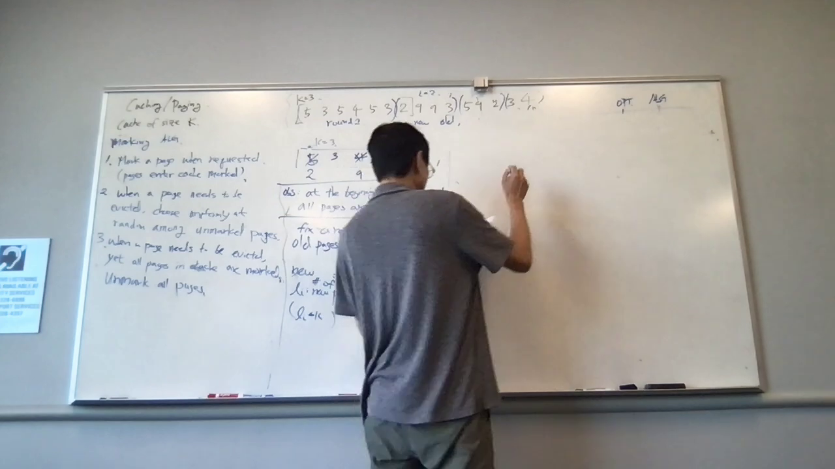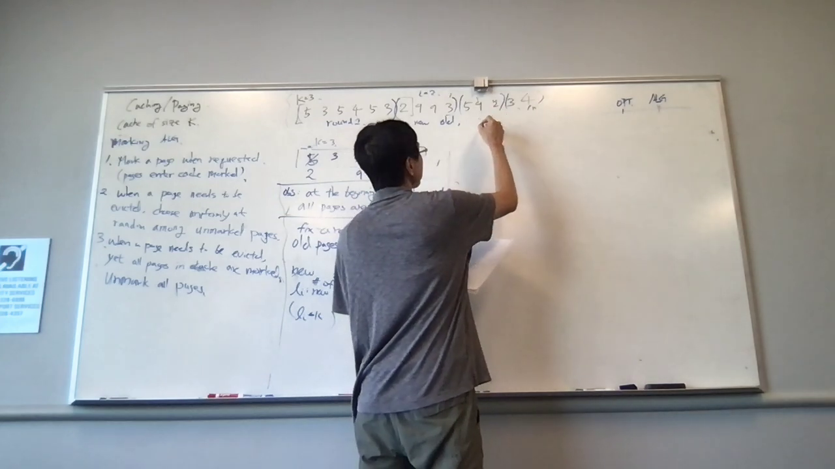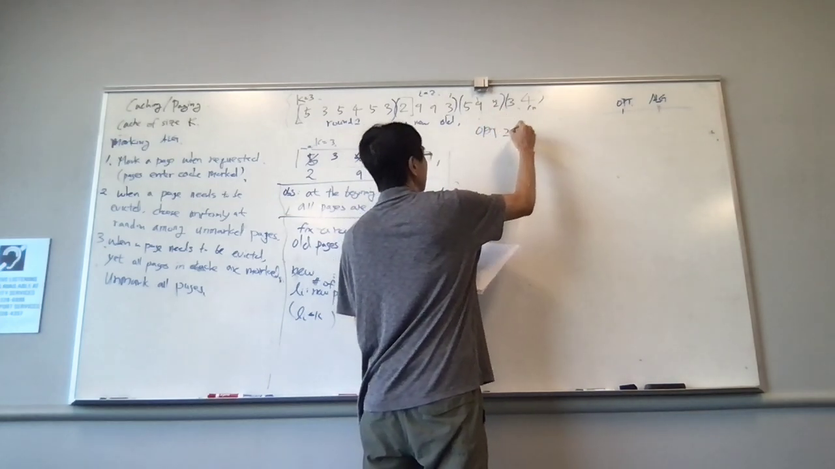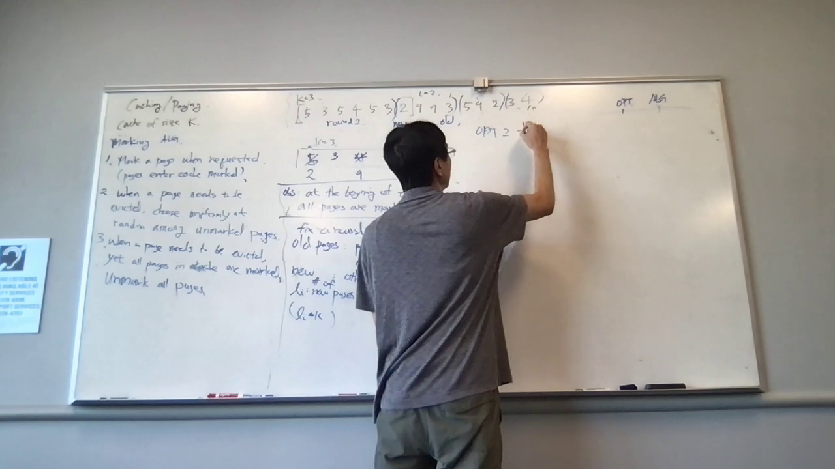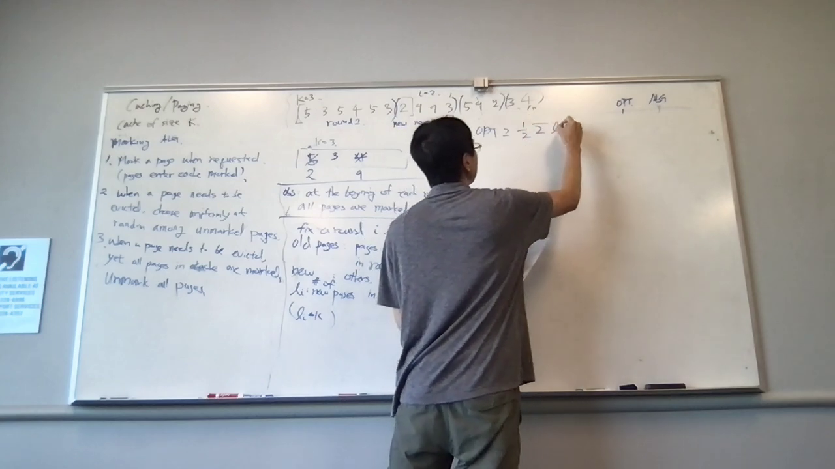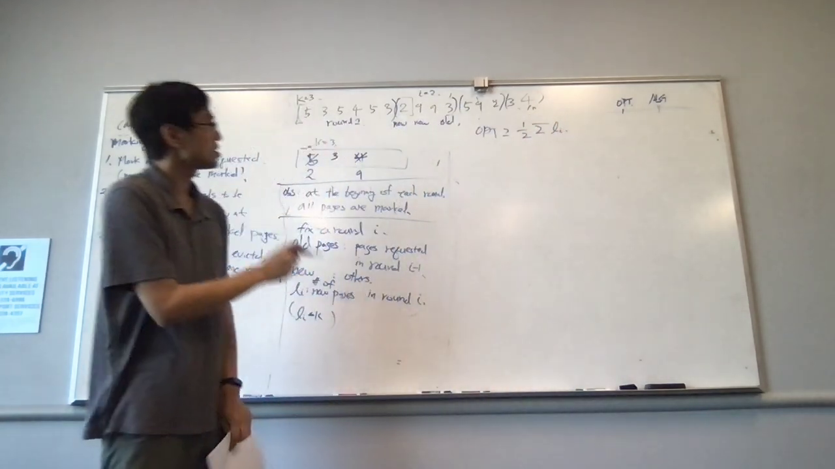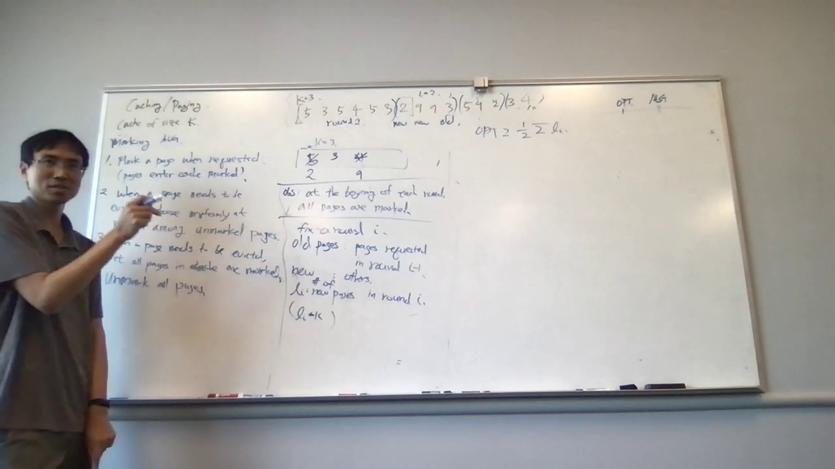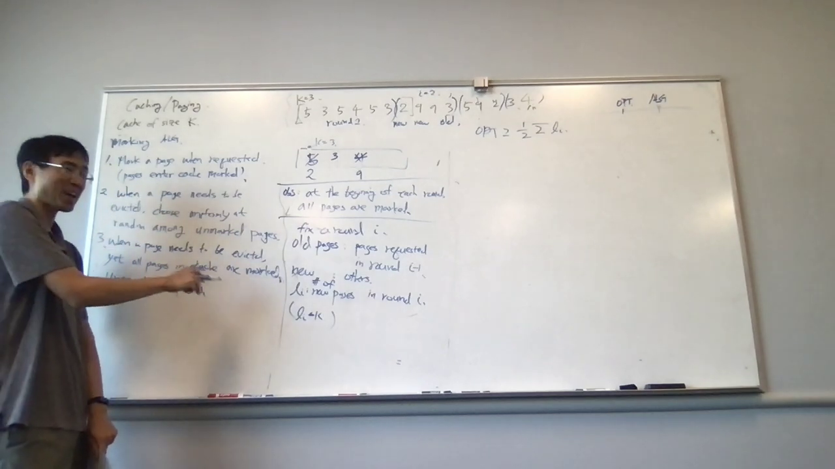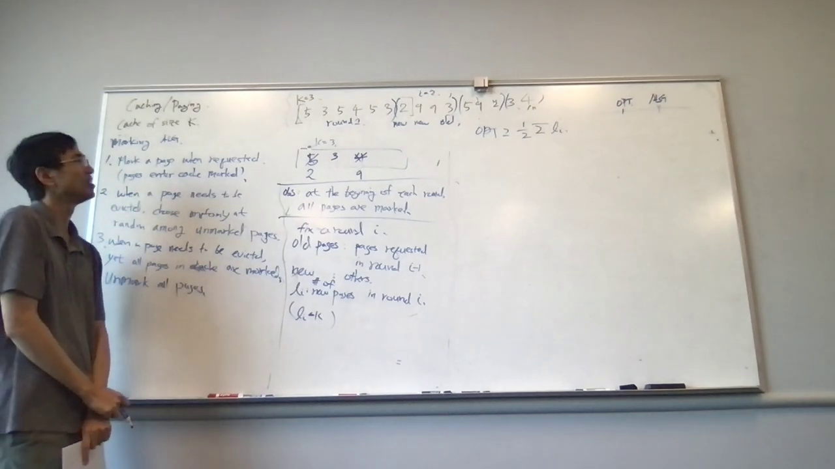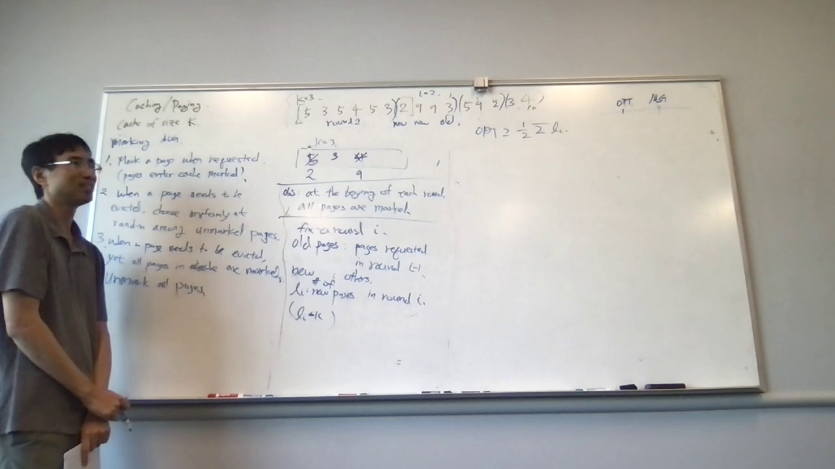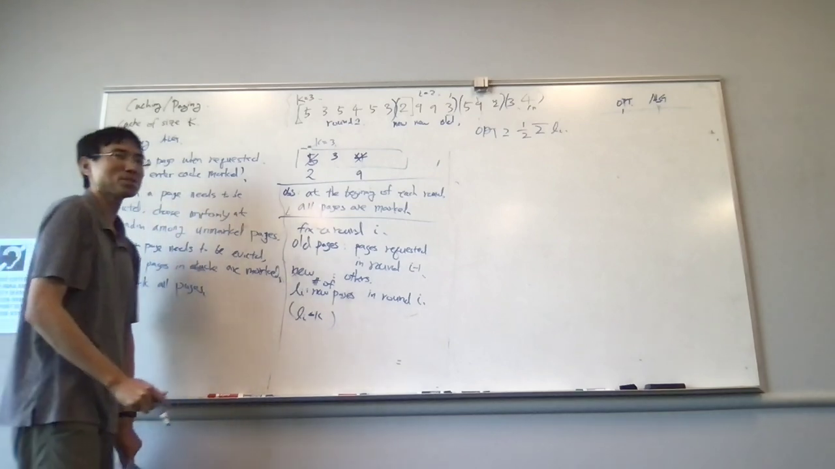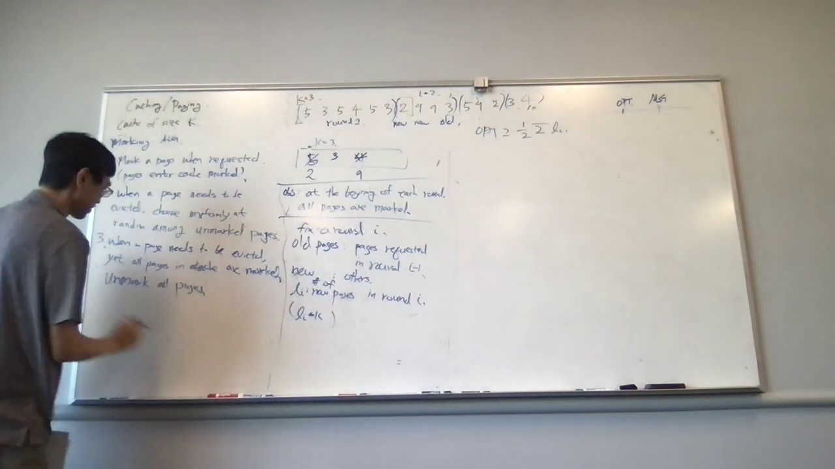So we observe the following. The optimum cost is at least half times the sum of li. It kind of makes sense, right?